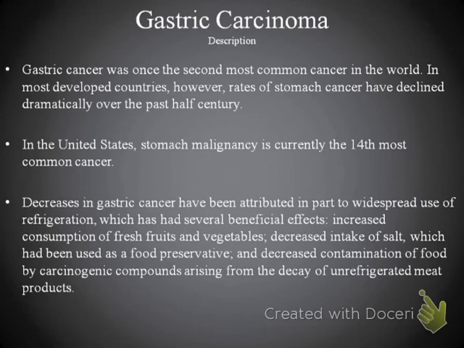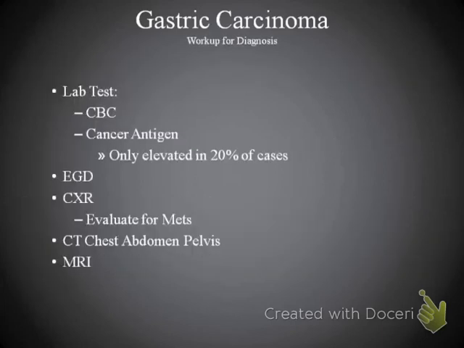Decreases in gastric cancer have been attributed in part to widespread use of refrigeration, which has had several beneficial effects, such as increased consumption of fresh fruits and vegetables, decreased intake of salt, which had been used as a food preservative, and decreased contamination of food by carcinogenic compounds arising from the decay of unrefrigerated meat products. Basically, this decrease in gastric cancer has been a result of modernization of the way that we handle food and our diets. So the workup for diagnosis of gastric carcinoma is pretty simple.